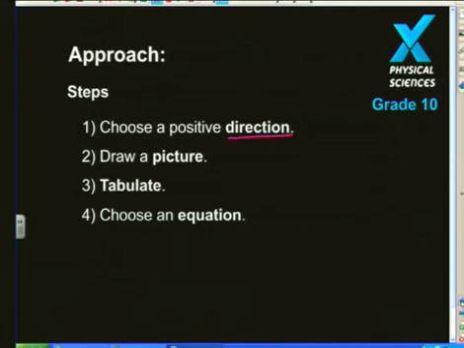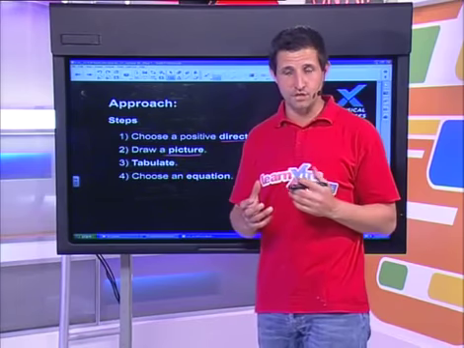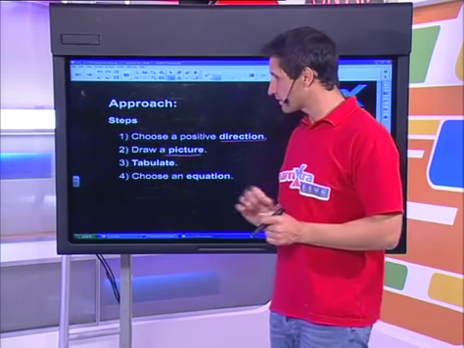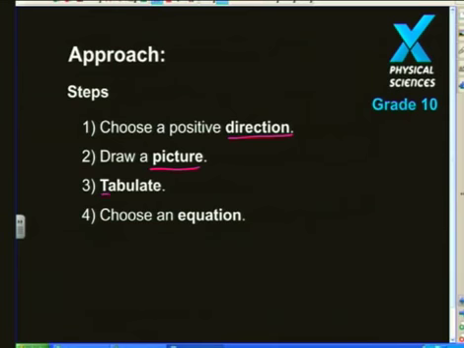Then draw yourself a simple picture. I know that most of you guys are not artists, but you'll notice that I like drawing pictures, even though I'm not the greatest artist, but it helps me arrange my information. Then we tabulate my information. I make a table of what I have and what I still need to get. Then, and only then, do I get an equation.